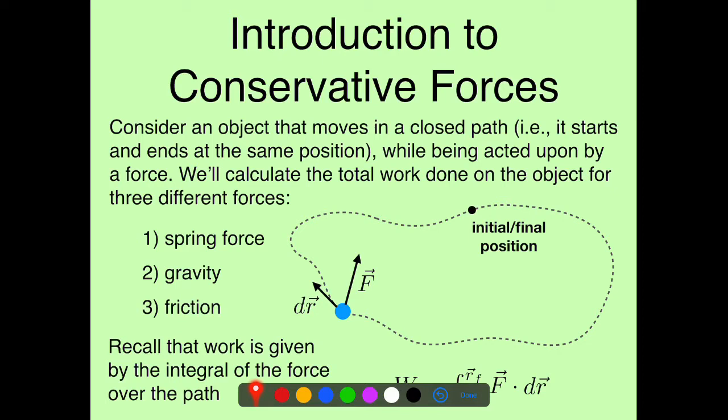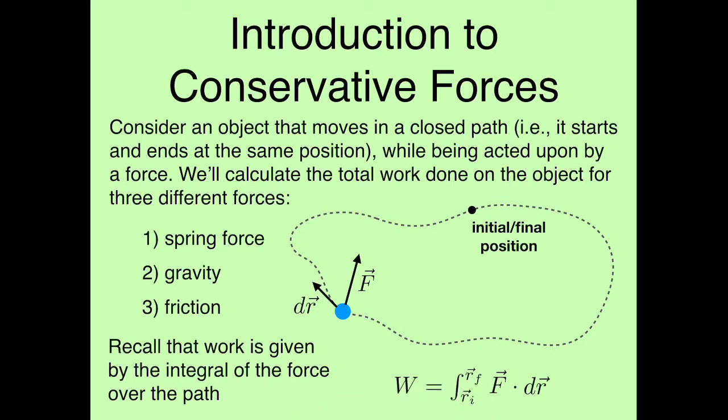Okay, a few things to note. There could be some force acting on the object while it's moving. Okay, so that's what we call F, this vector. Also, this vector dr indicates a little bit of displacement along the path. Tiny little bit of displacement that you move as you go along this path.